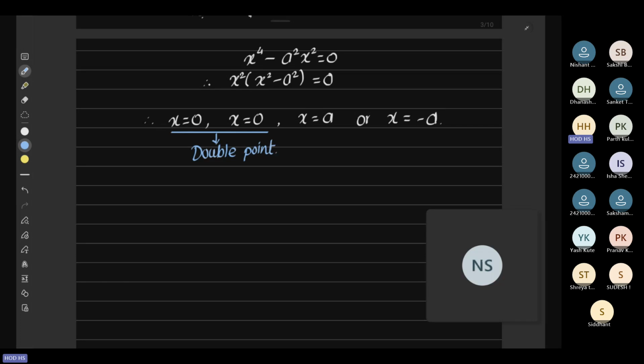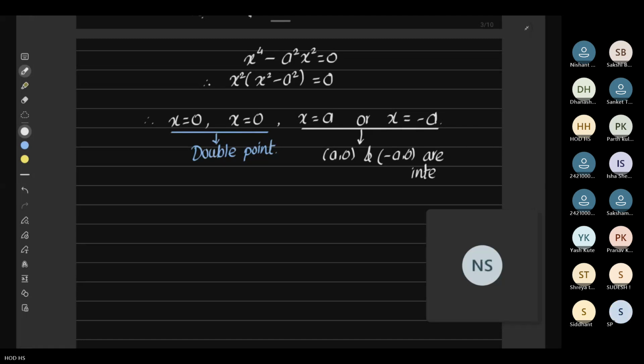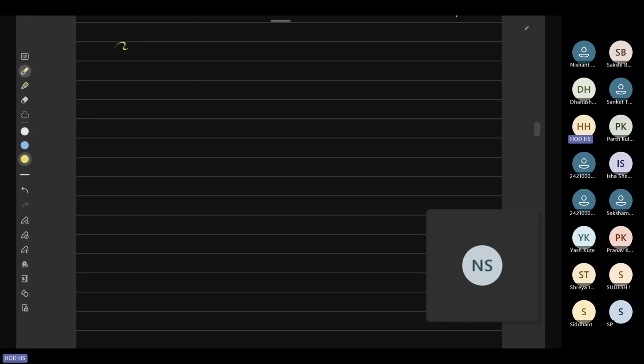Origin was a double point. And we get two different new intercepts. So these intercepts correspond to (a, 0) and (minus a, 0). So these two are the new intercepts that we got. Now let's calculate y-intercepts.